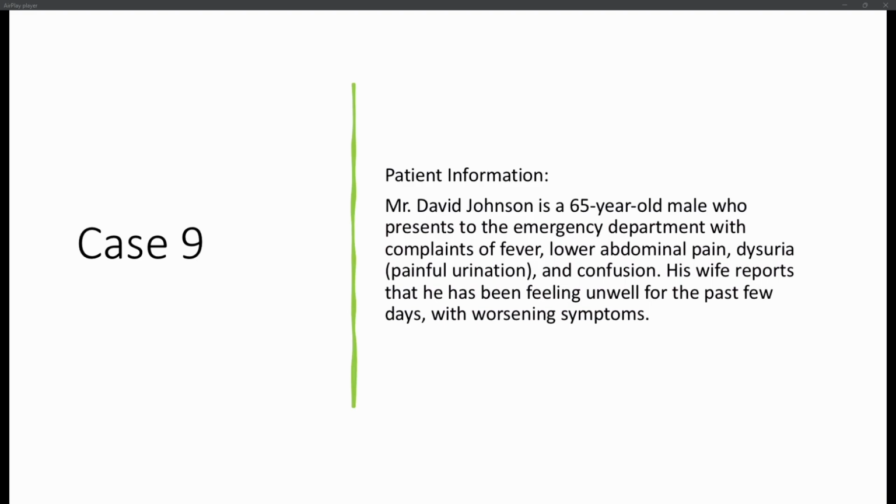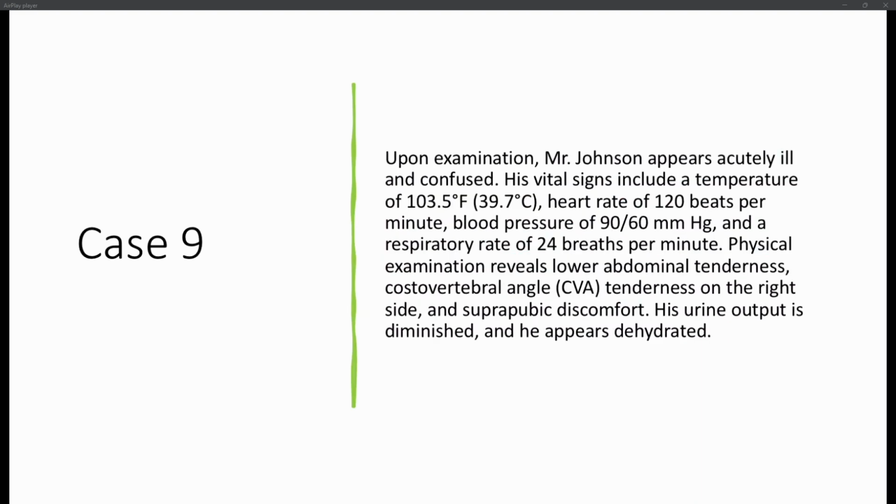Mr. David Johnson's a 65-year-old male, comes to the emergency room complaining of fever, lower abdominal pain, dysuria, painful urination, and confusion. His wife reports he's been feeling unwell the past few days with worsening symptoms. Upon exam, he's acutely ill and confused. Vital signs, obviously he's got a fever. Heart rate, 120. Fast, slow, normal. Fast. Blood pressure, low. Respirations, high.